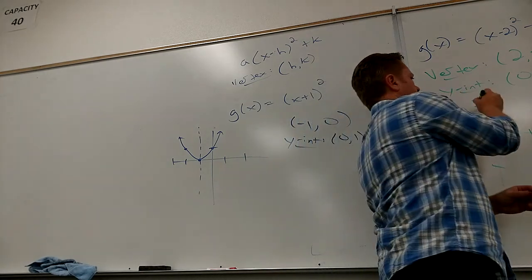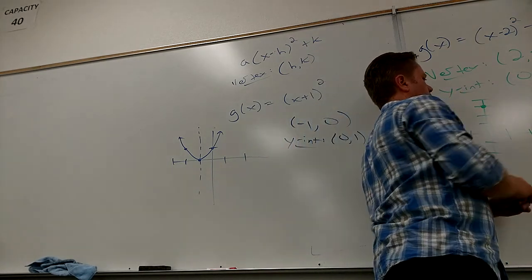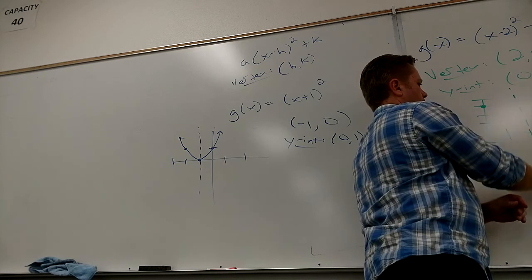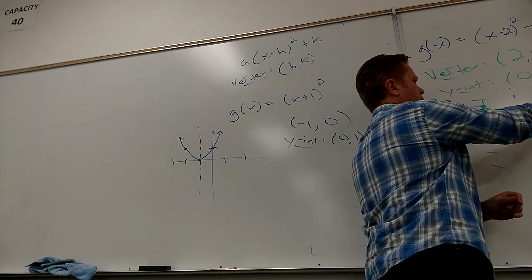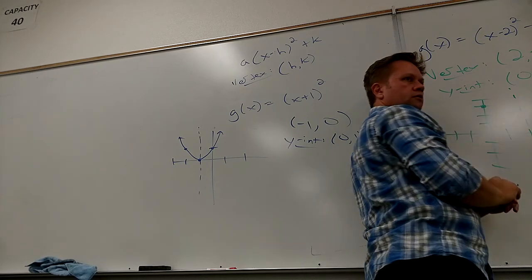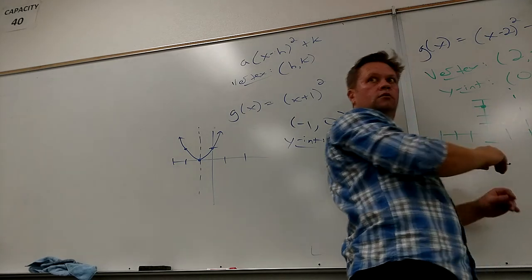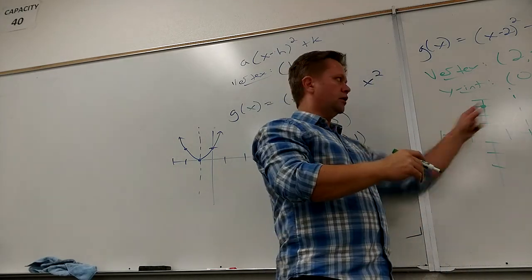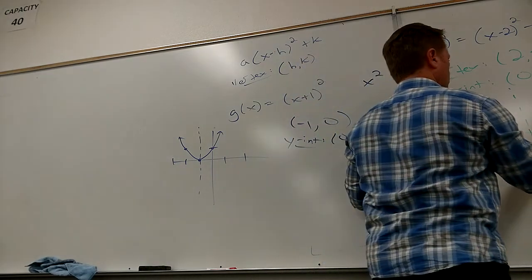Where's there another point? Yeah, 4, 3. So it's 1, 2, 1, 2. Mirror image point, right? Through the looking glass.